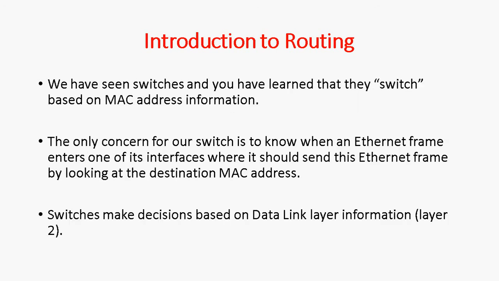We have seen the switches and you have learned that they switch based on the MAC address information. The only concern for our switch is to know, when an Ethernet frame enters one of its interfaces, where it should send this Ethernet frame by looking at the destination MAC address. Once it receives the frame, it will check the destination MAC address against its own MAC address table, and based upon the MAC address table, the switch will switch the frame. So a switch makes the decision based upon the data link layer.